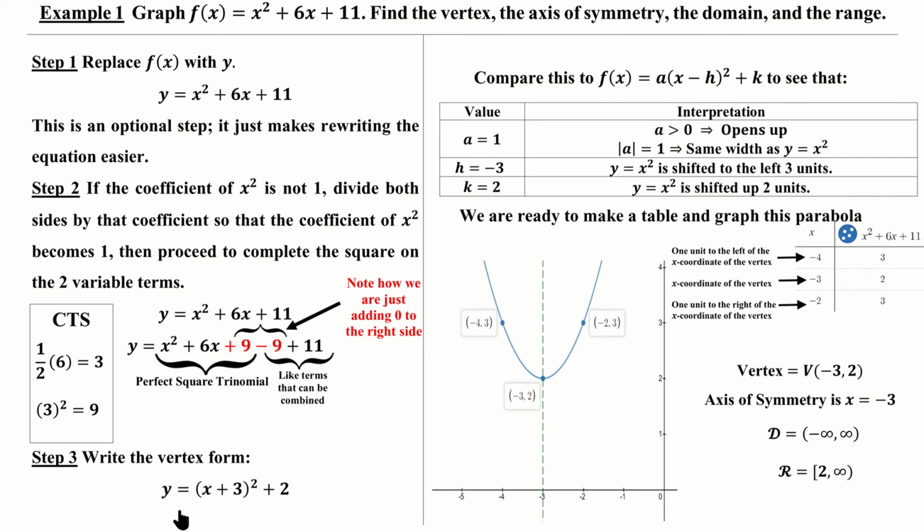So very quickly we have taken a quadratic function given to us in standard form, and we have now written it in vertex form, which is extremely useful because now we know that if we compare that to our standard vertex form, we can see that our a is 1 right here, the coefficient.